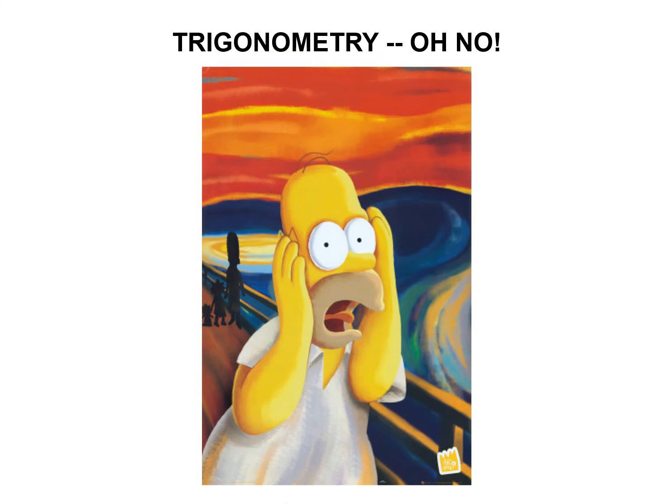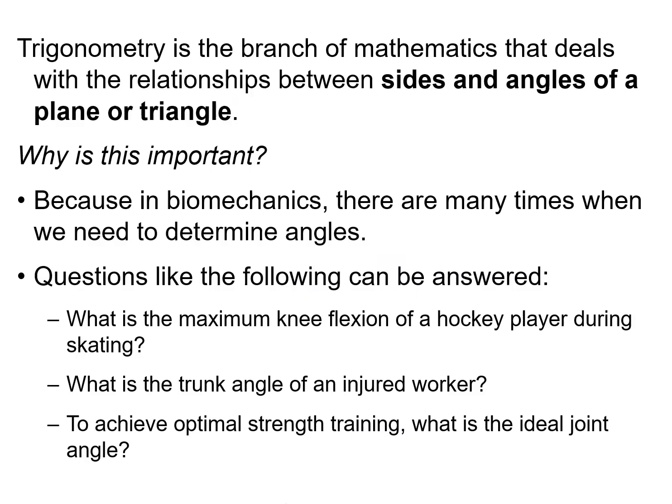All right, so now we're going to do a bit of trigonometry. I know, it's fun. Homer is having so much fun. All right, trigonometry is a branch of mathematics that deals with the relationship between sides and angles of a plane or triangle. This is important, especially when we start looking at some of the physics we're going to do here.